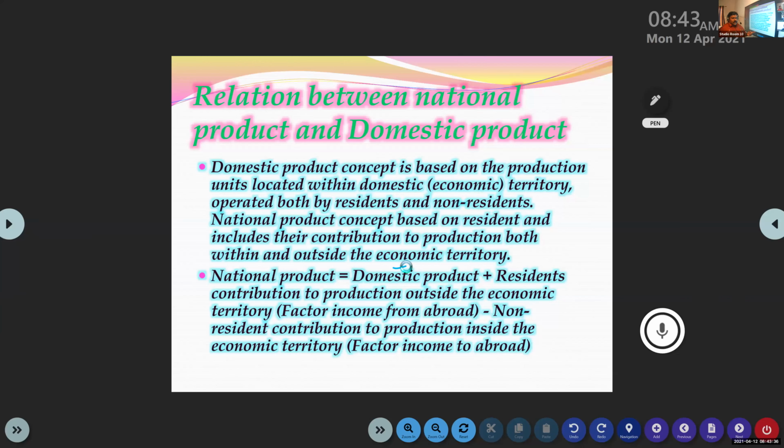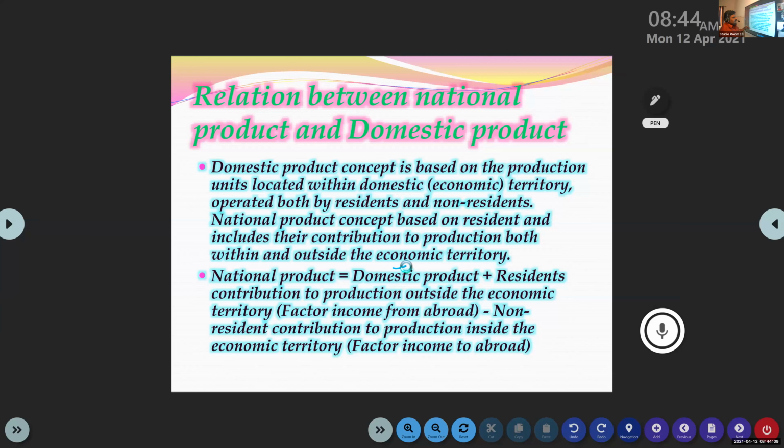Okay, the money that is received by Indians who are working abroad, minus the money that we are sending abroad. Non-resident contribution means the number of other people from other countries who are working in India. They also receive salary or factor income, and they will send that to their own countries, right? So that difference you have to calculate. Clear? So that's what national product is.